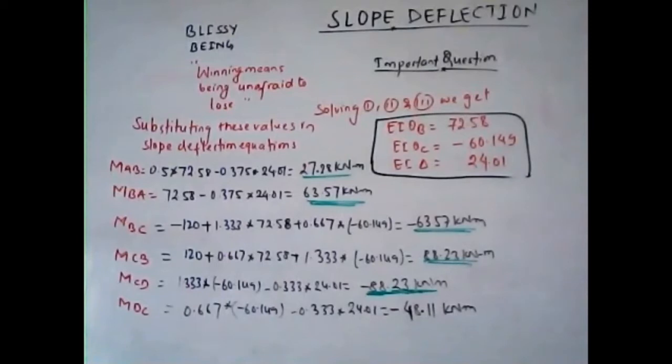Sometimes you may get 63.594041, something like that, but the magnitude should come very near, so that you can confirm your calculation is correct. Okay, likewise MCB will be 88.23, MCD will be minus 88.23 kilonewton meter, and MDC will be minus 48.11 kilonewton meter.